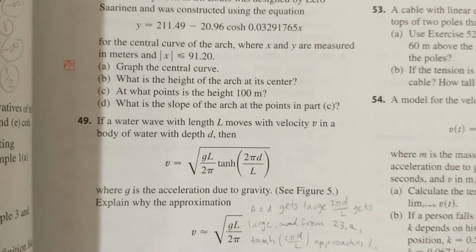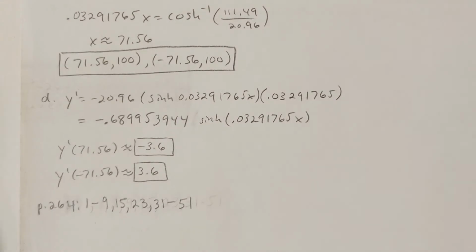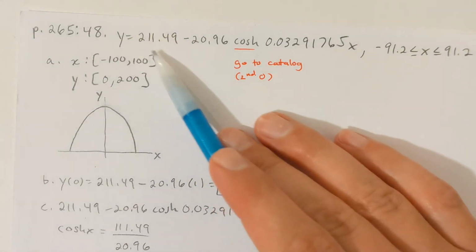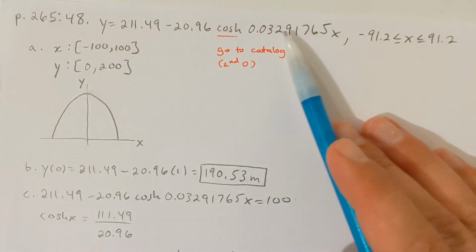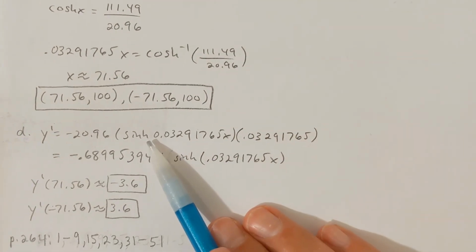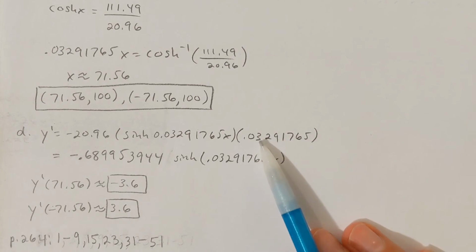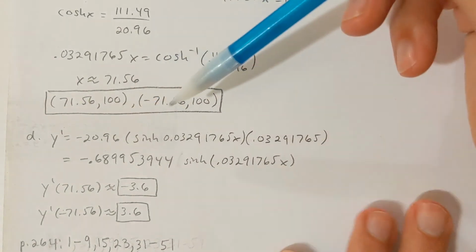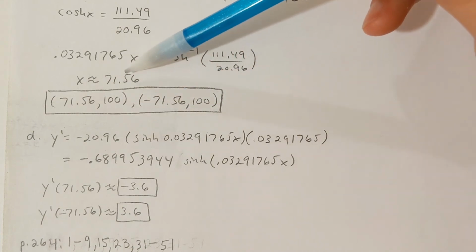Okay, part D. What is the slope of the arch at these points in part C? Slope means I have to do something with the derivative, right? I need to know y prime. Here's y. Derivative of a constant is always 0. And so you're going to have negative 20.96 times, here would be a chain rule, hyperbolic sine of 0.03291765x times the derivative of 0.03291765x, which is 0.03291765. If you multiply these two numbers, here's the next line that I'm getting, and x is 71.56, right?